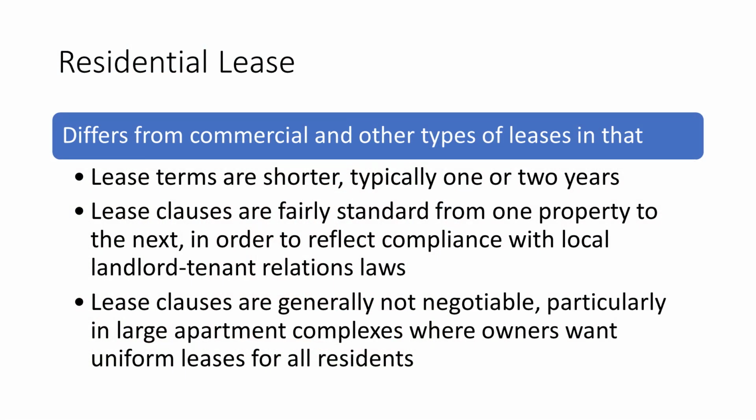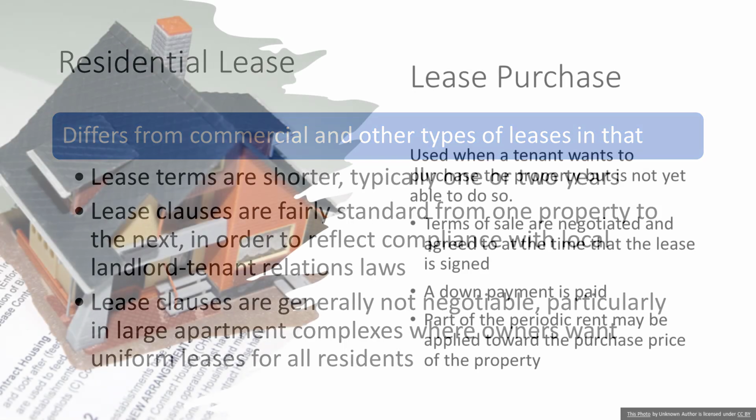Residential leases differ from commercial and other types of leases in that lease terms are shorter, typically 1 or 2 years. Lease clauses are fairly standard from one property to the next in order to reflect compliance with local landlord-tenant relation laws. Lease clauses are generally not negotiable, particularly in large apartment complexes where owners want uniform leases for all residents. Lease purchase.